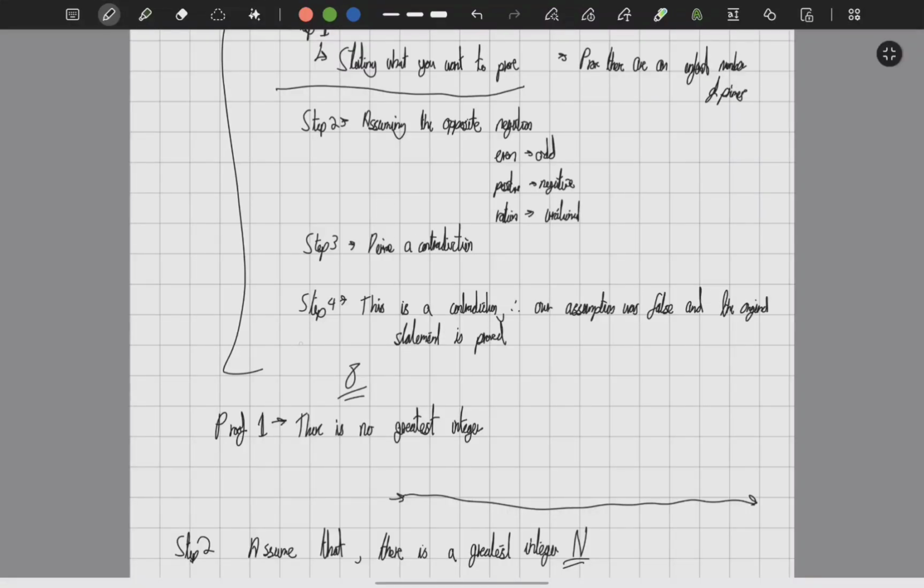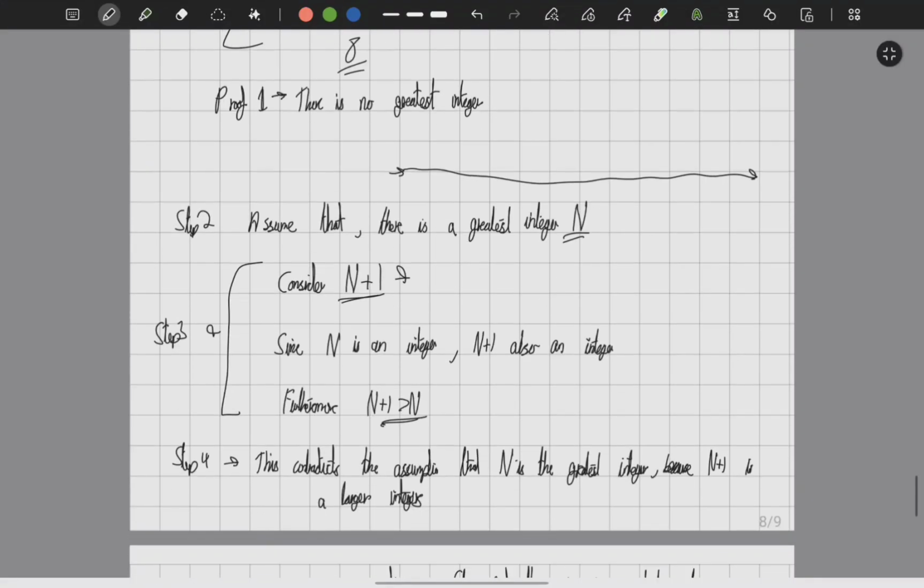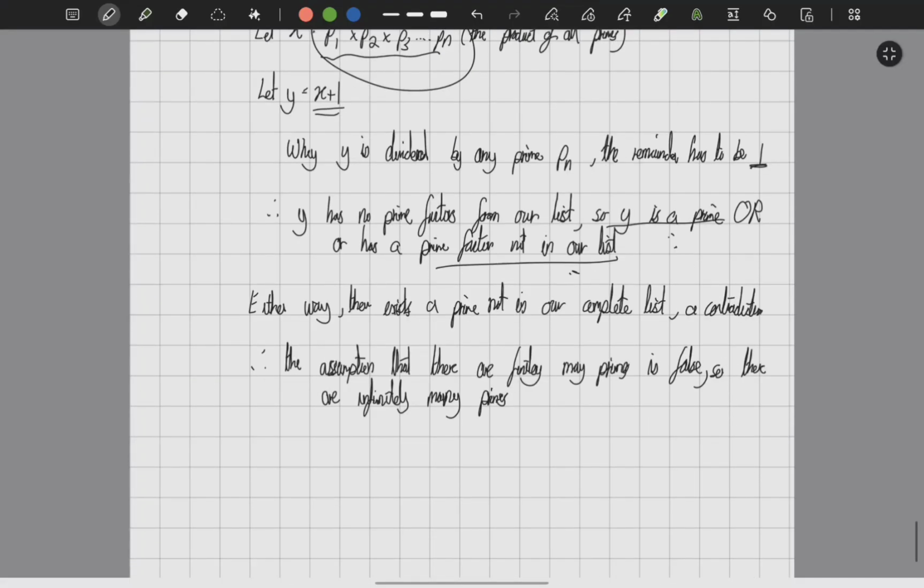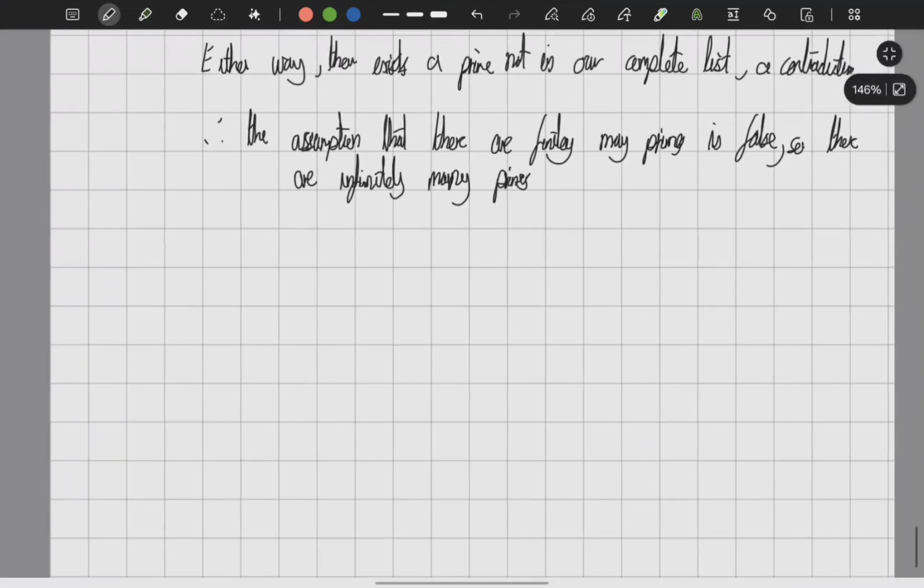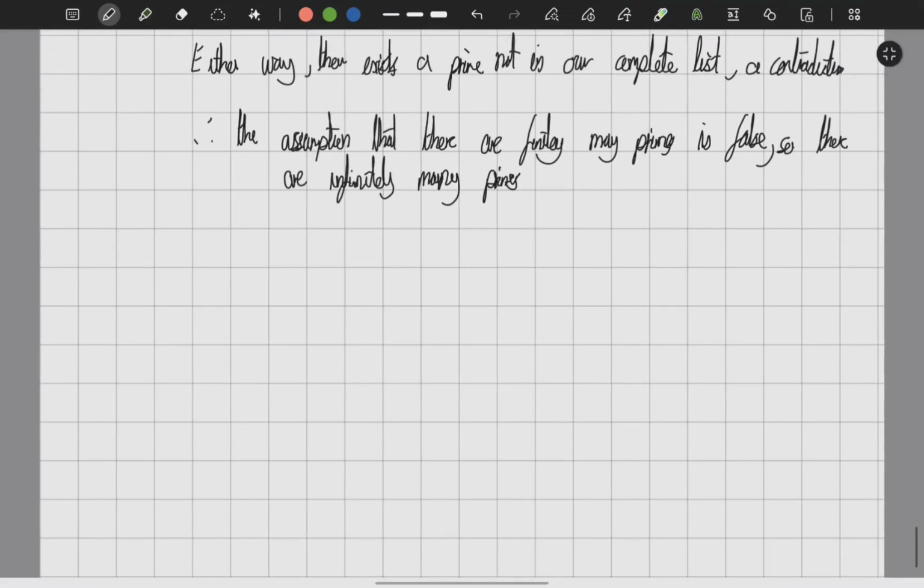And then step 4, you write this standard statement that's given. You're always given a mark for this. It's the same for every question. This is a contradiction, therefore our assumption was false and the original statement is proved. Okay, so we can get to it. Proof 1, proof 2. Okay, let's do proof 3.